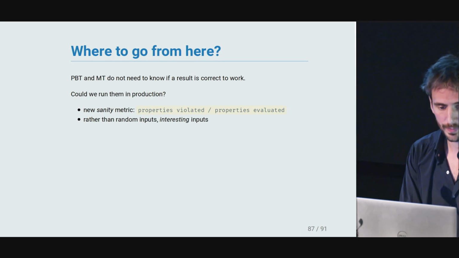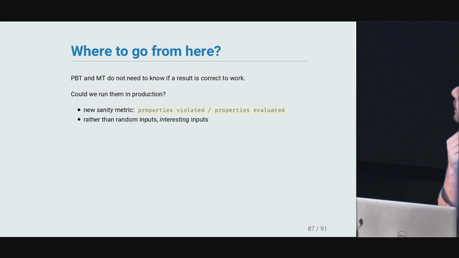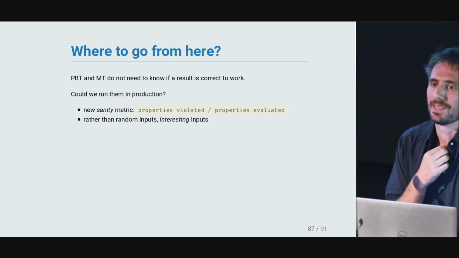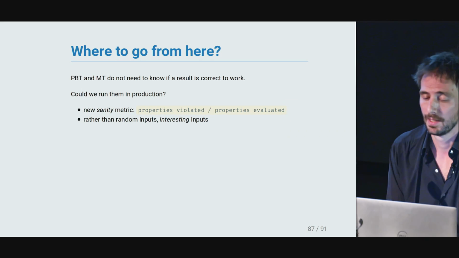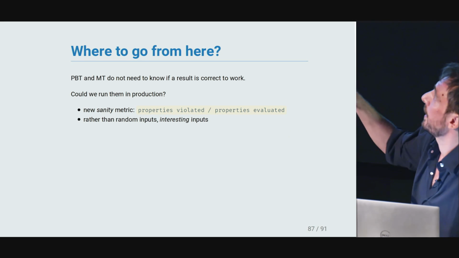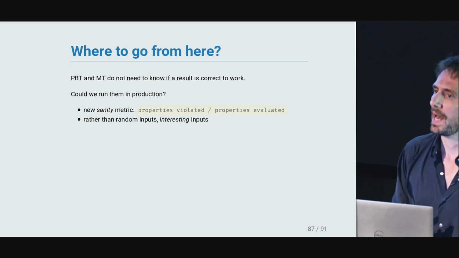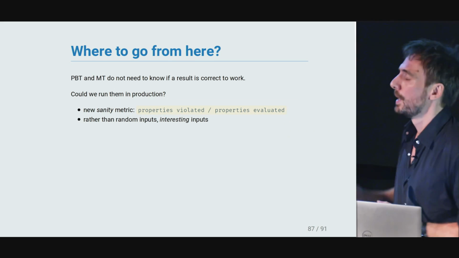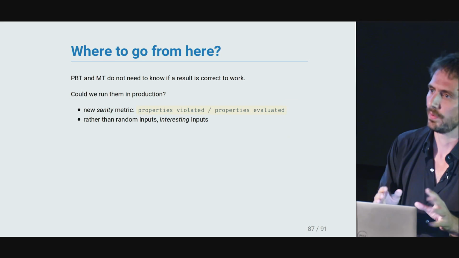In closing, where to go from there? So property-based testing and metamorphic testing, they don't need to know the expected output to know if the output is correct. So could we run them in production? You could, if you did that, get a new interesting metric, which would be properties violated divided by properties evaluated, instead of the general metrics that you get, which are, am I using too much CPU, which is quite important, but we don't have any metric that tells you your system is sane, or your system is acting completely insane right now, you have to do something.